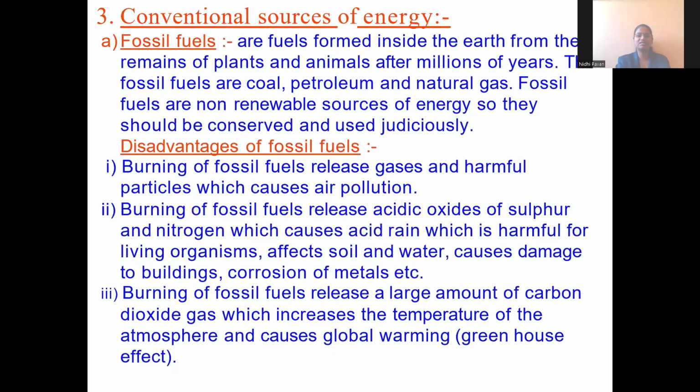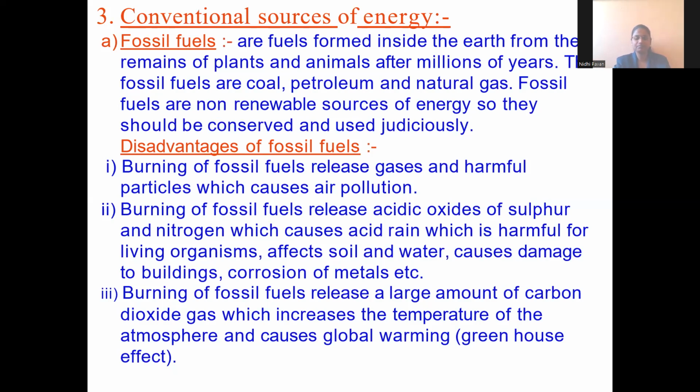So here, the first conventional source of energy we will take is fossil fuel. So what is this fossil fuel? Coal, petroleum, diesel. These are all fossil fuels. These are formed when plants and animals got buried under the earth for millions of years. These plants and animals decayed and formed into coal, petroleum, and diesel. So such fuels are called fossil fuels.